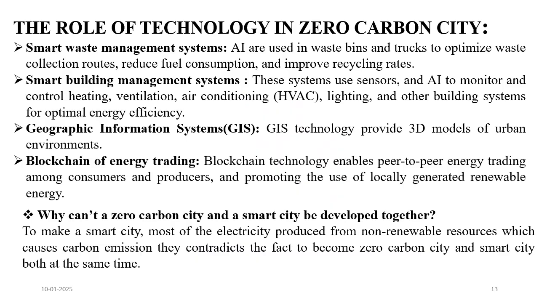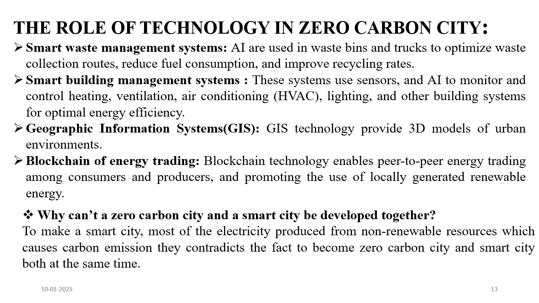The role of technology in zero carbon city. Smart waste management system: in smart waste management systems, AI is used. Smart building management system: in smart building management systems, sensors and AI both are used. Geographic information systems: in geographic information systems, GIS technology is used to provide 3D models of urban environments. Blockchain for energy trading.